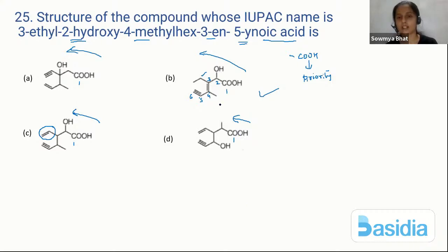So whenever this type of a big name is given, don't panic. Just see what you can do from the given long name. Just identify some of the functional groups, give the priority, and identify the side chains so that you'll definitely be able to crack it.